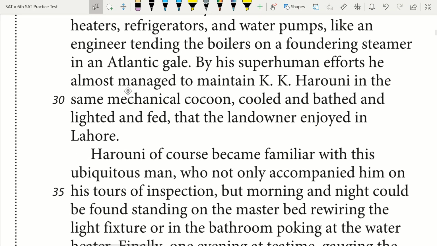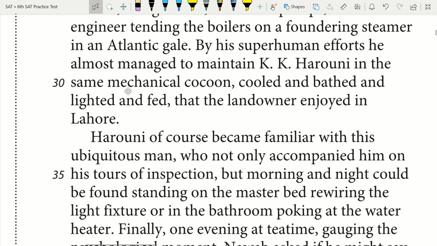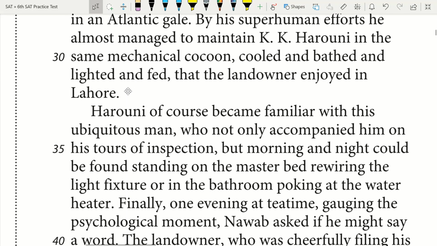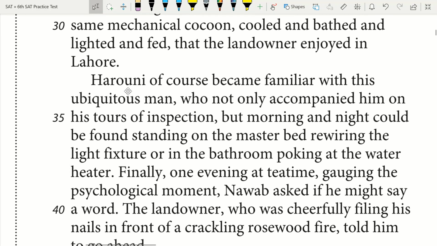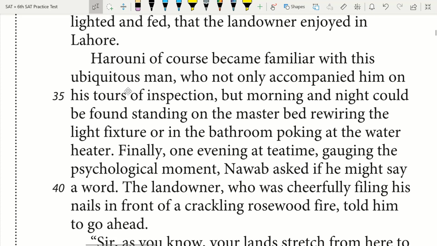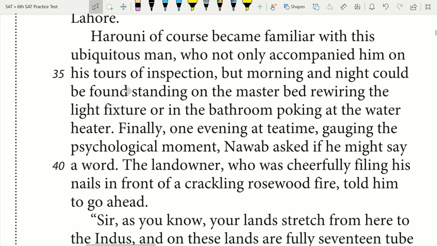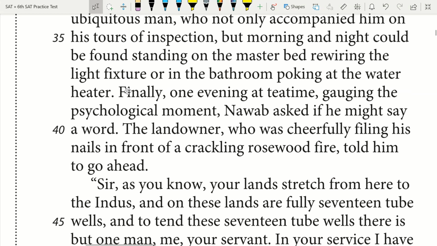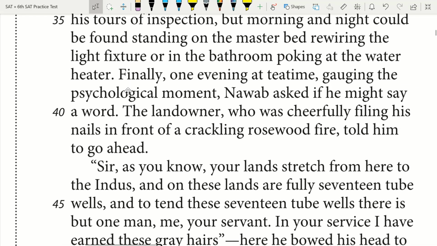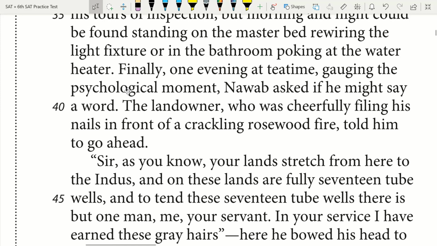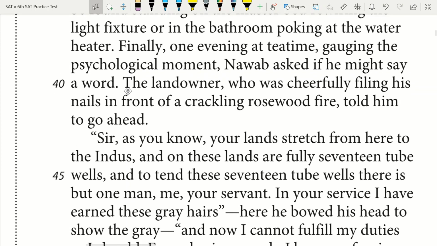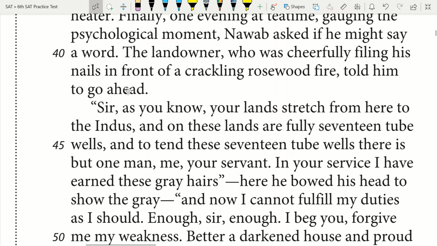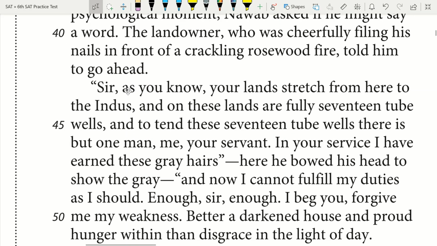By his superhuman efforts, he almost managed to maintain K.K. Harouni in the same mechanical cocoon, cooled and bathed and lighted and fed, that the landowner enjoyed in Lahore. Harouni, of course, became familiar with this ubiquitous man, who not only accompanied him on his tours of inspection, but morning and night could be found standing on the master bed, rewiring the light fixture in the bathroom, poking at the water heater. Finally, one evening at tea time, gauging the psychological moment, Nawab asked if he might say a word. The landowner, who was cheerfully filing his nails in front of a crackling rosewood fire, told him to go ahead.